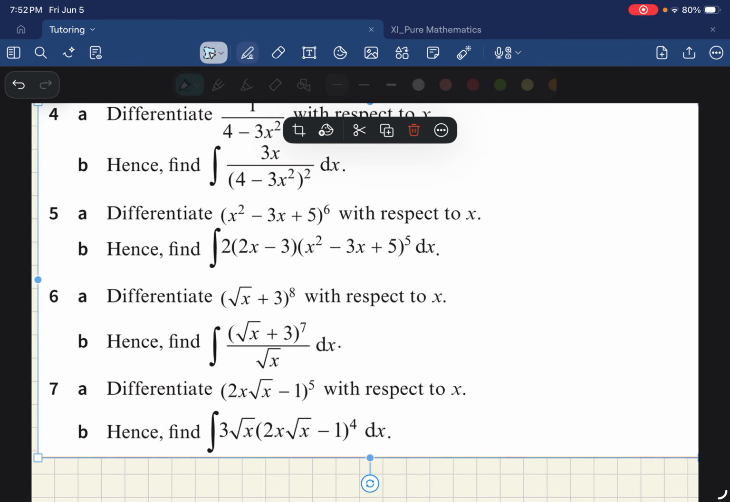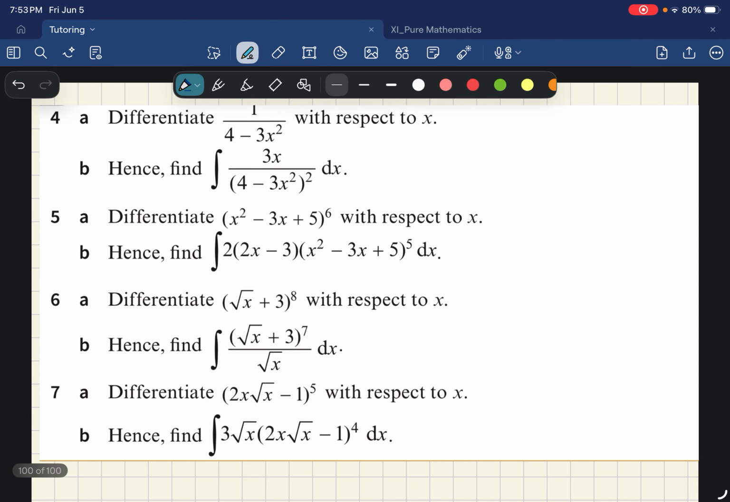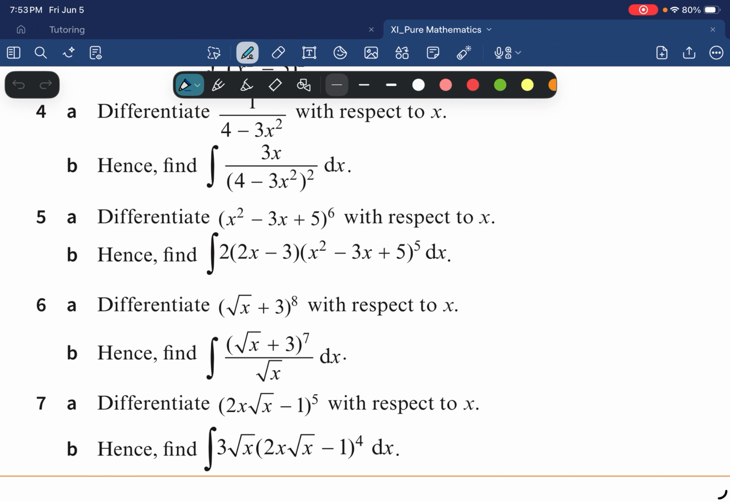Question 4. Now it's getting repetitive, right? I think you're now used to the questions. So differentiate, I believe that's 1. Let me just cross-check. It is 1. All right.